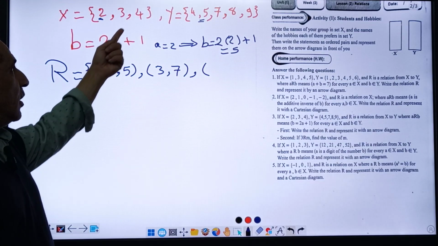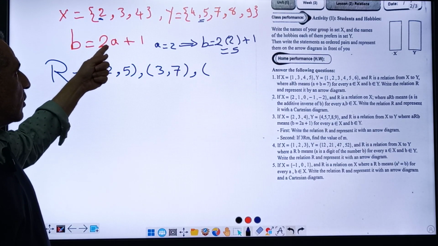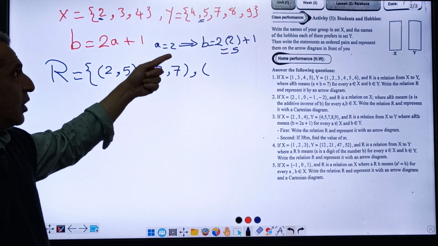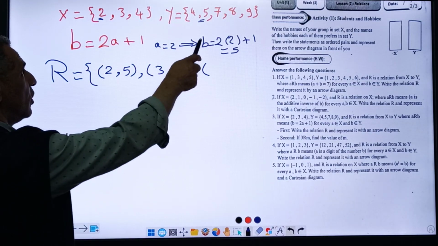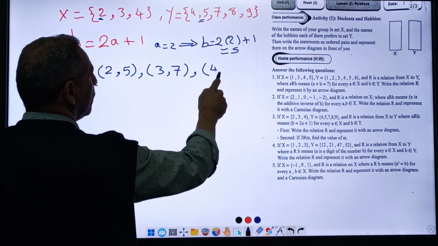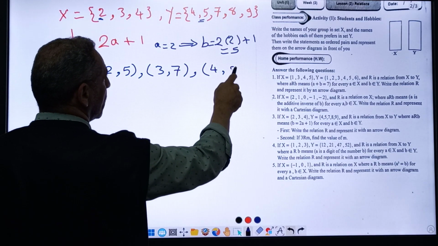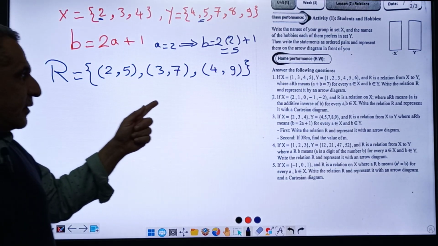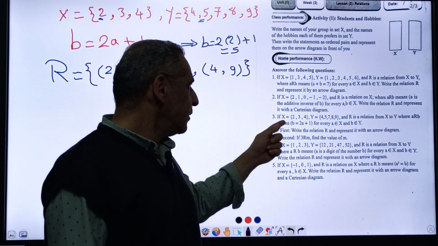هاخد ال A equals 4. 2 multiply 4 equals 8. 8 plus 1 equals 9. ال 9 belong للواي. يبقى order pair 4 and 9. كده كتبت الريليشن R.